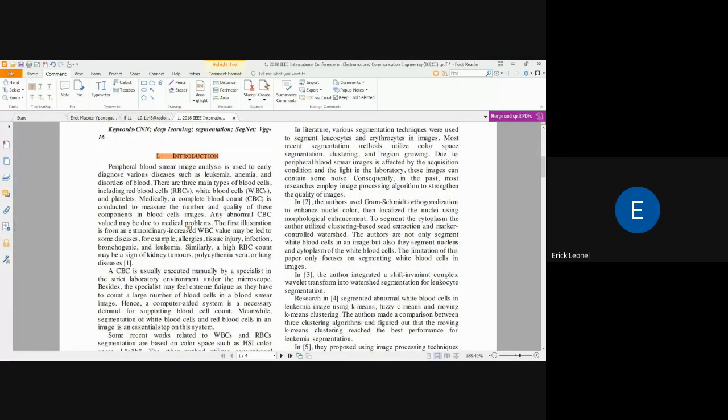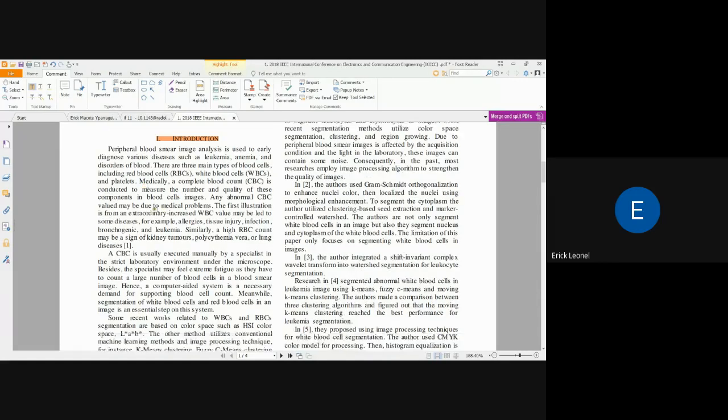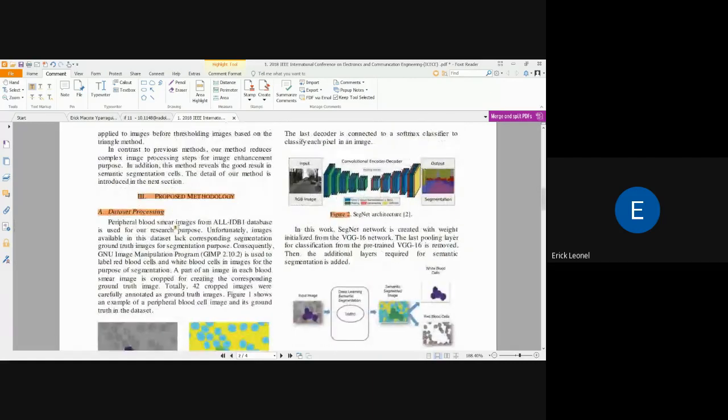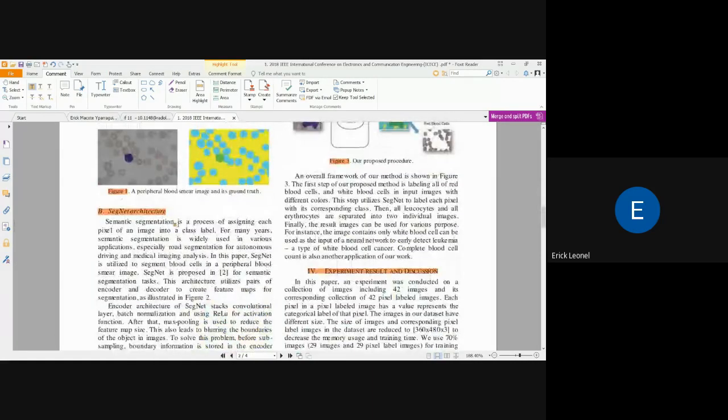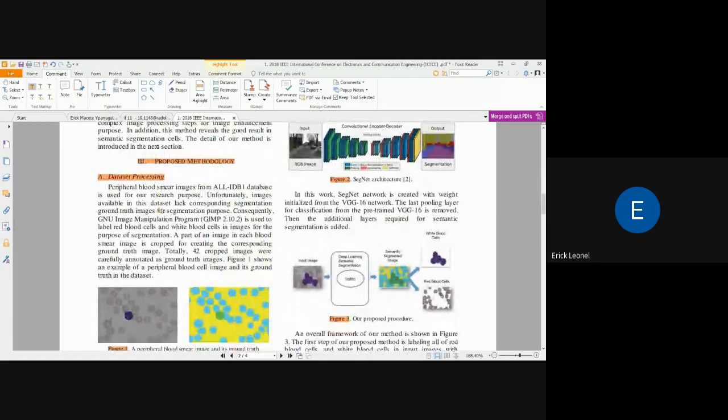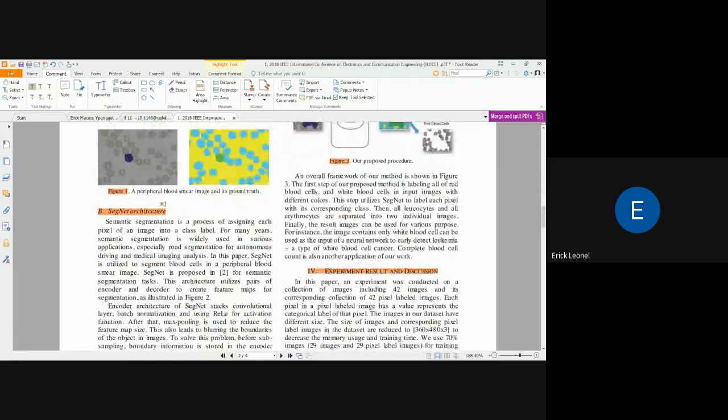In this study, a convolutional neural network called SegNet was used to efficiently segment both white and red blood cells. SegNet architecture classifies all pixels in an image. The result is an image that is segmented by class. Now, we are going to talk about the proposed methodology. Regarding data set processing, peripheral blood smear images and an image manipulation program were used to label red and white blood cells for the purpose of segmentation.